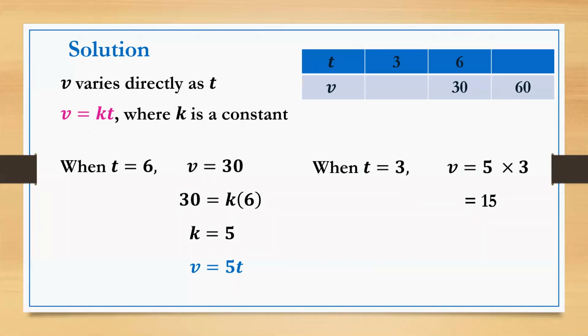Now, when t equal to 3, I'm going to replace, so I get v equal to 5 times 3. Remember, the equation is v equal to 5t. So v equal to 5 times 3, which is 15. Next, when v equal to 60, I will get 60 equal to 5t, and t will be equal to 60 over 5, which is 12.